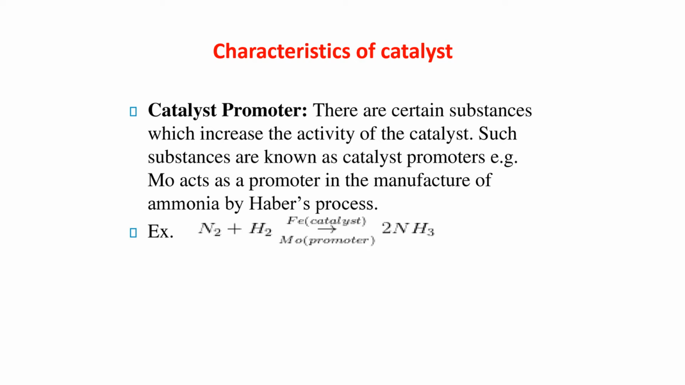For example, Mo acts as a promoter in the manufacture of ammonia by Haber's process. You know the Haber's process, nitrogen and hydrogen reacting together in presence of Fe catalyst, it is producing NH3. Now if molybdenum is present there, it will act as a promoter which will enhance the activity of the catalyst.